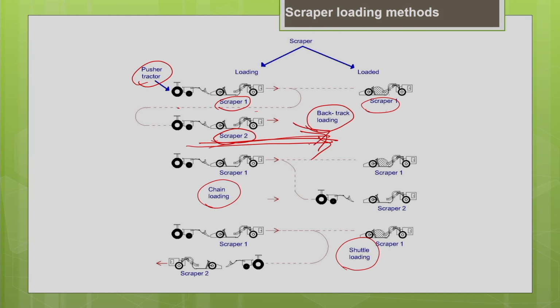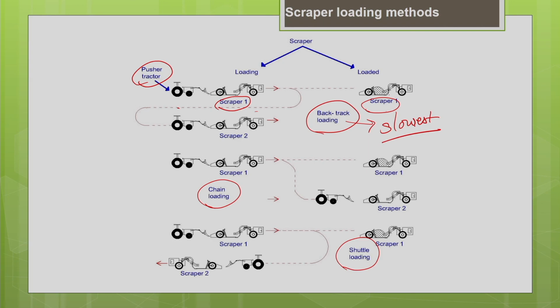It starts moving again in the same direction. So that is what is your backtrack loading method. One limitation of this backtrack loading method is it needs additional time for returning back, backtracking. So that is why we call this a slowest method. This is the slowest of all the methods which we are going to discuss now.